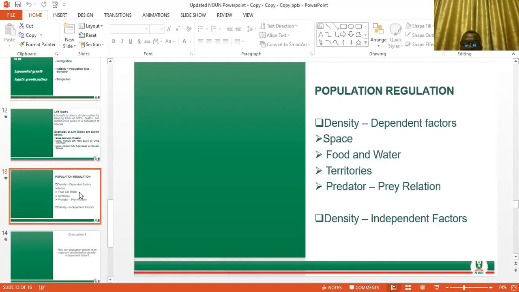We also went over other factors that regulate population, said density-dependent factors or density-independent factors. Yes, those are what we also considered during that week. And we mentioned space, food and water, territory, predation, and relationships. All the factors that affect that are density-dependent, and one is a density-independent factor, like fire, and so on and so forth. So that was what we did that week.